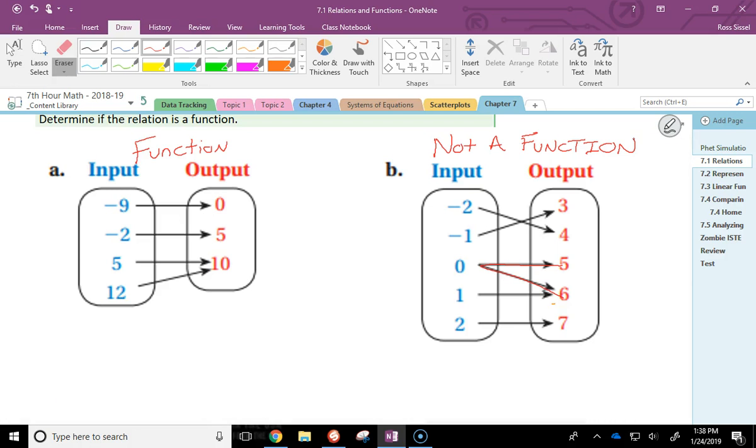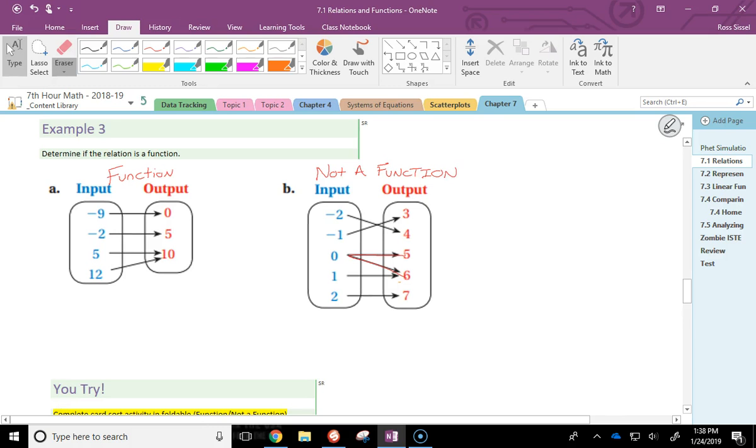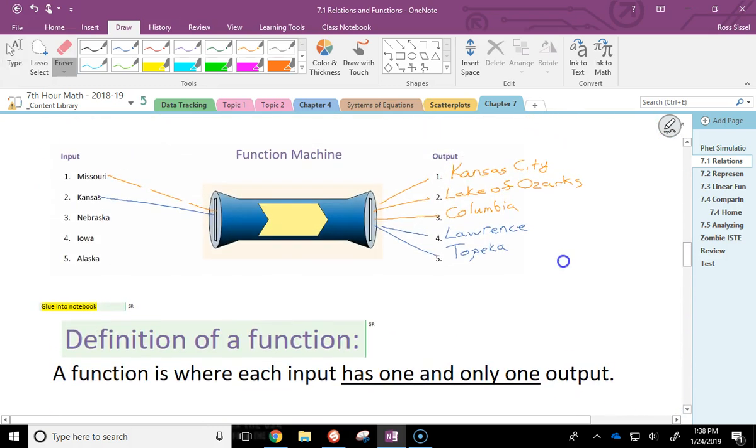So let's see if we can figure these out. We're going to look at the other examples we've already gone through. Everything that we've been talking about, let's see if we can identify it. This function machine: Missouri went in, Kansas City, Lake of the Ozarks, Columbia all came out. Kansas went in, Lawrence came out, Topeka came out. Is this a function? No, because my input went to multiple outputs. So we would say not a function.